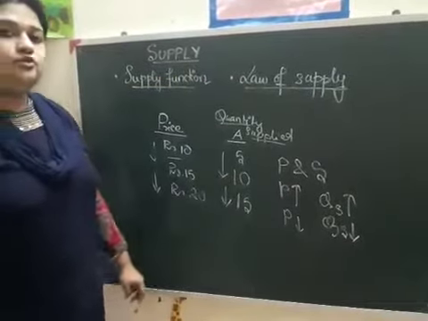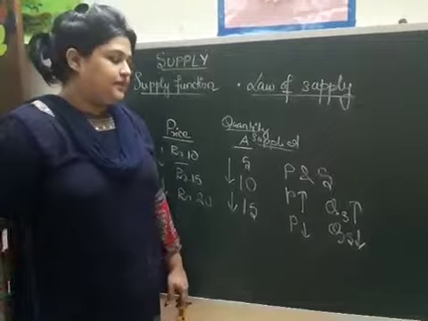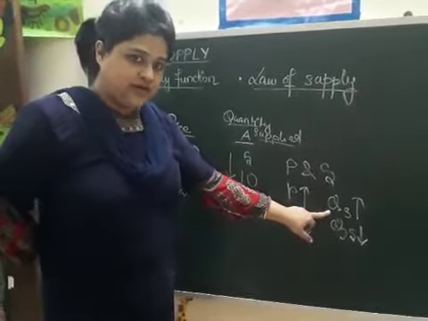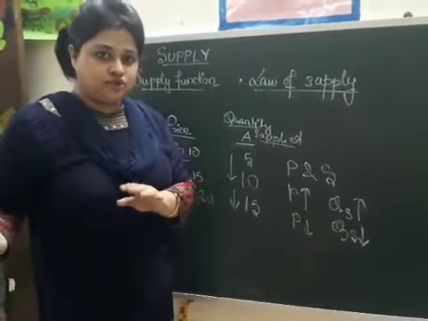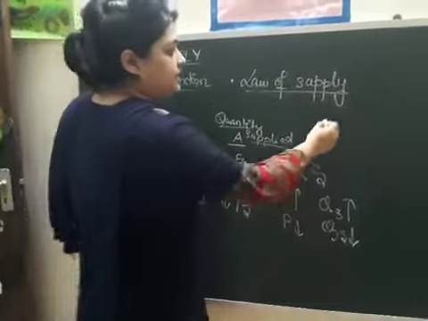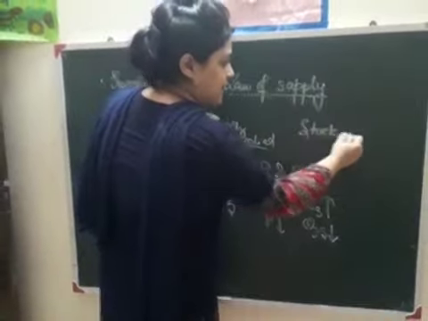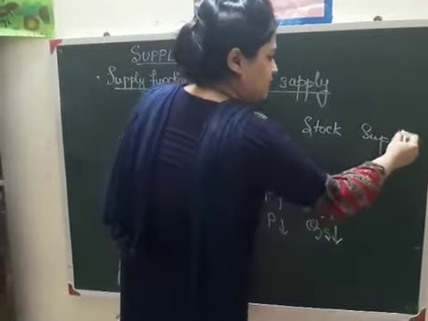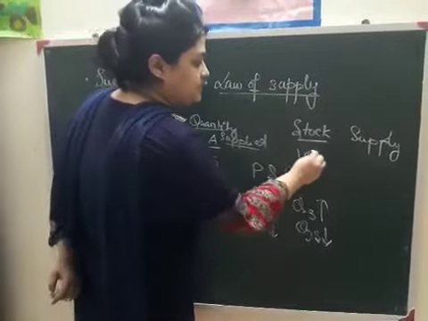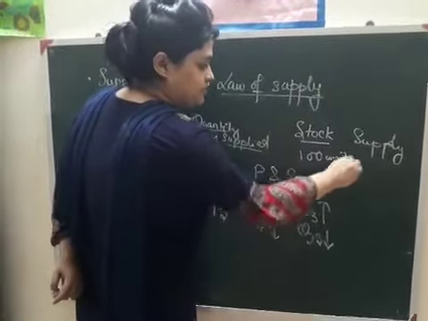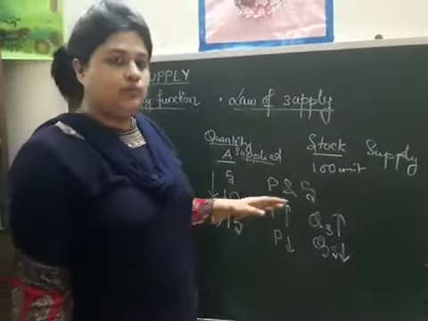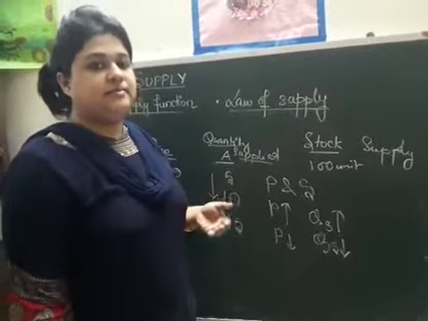Now from here you might have understood one thing again, that how much quantity the producers are willing to supply in the market, that is, bring from their stock of production to the market. Okay, there is a difference between stock and supply. Stock means whatever is produced by the producer. Suppose 100 units of A is produced. But will they be willing to sell 100 units? No, because according to the price they determine the supply.